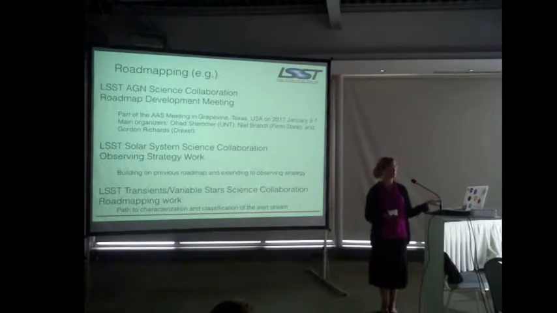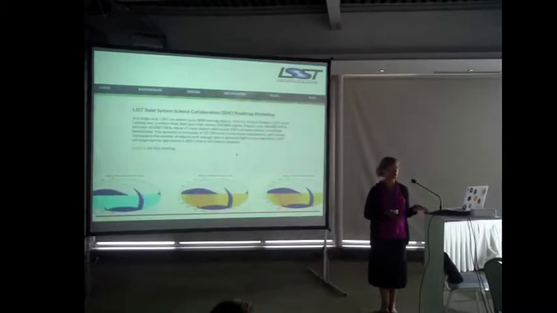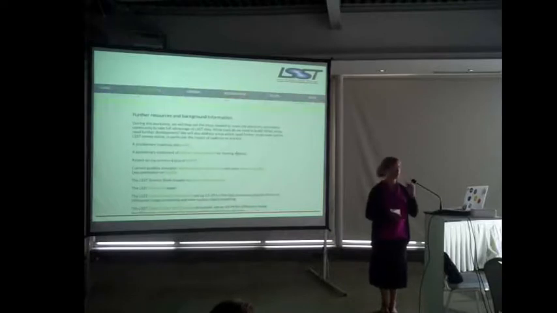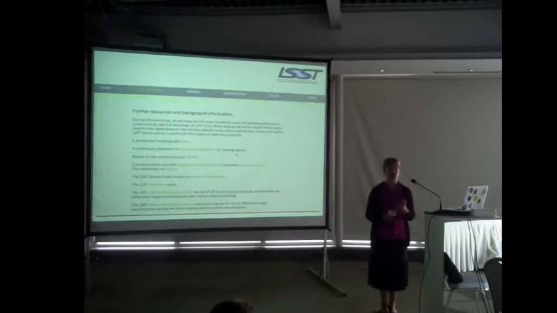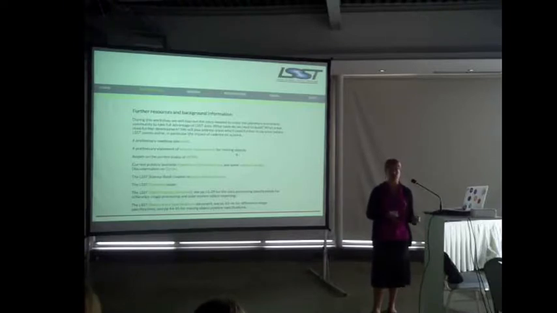I'll show you an example of the LSST Solar System Observing Strategy work. They had a roadmap meeting, and I'll just give you a little tour of their website. You can find this from their collaboration webpage, which I'll show you in a moment. You can see that they had an entire meeting a little over a year ago, where they put together a preliminary draft of science requirements on moving objects. They reported on the current status of MOPS, which is the moving object pipeline. So you can go and look and see what all of these collaborations are up to and where there might be somewhere for you to either join an existing effort or spearhead your own.